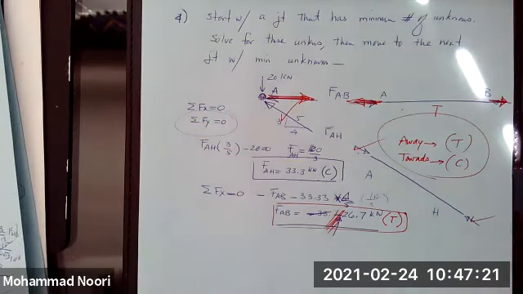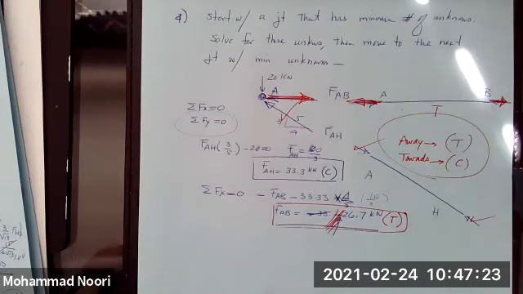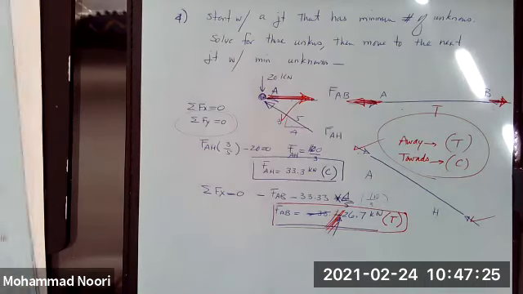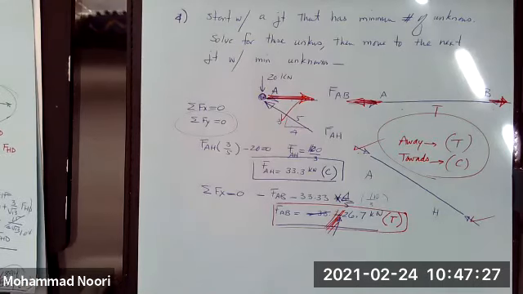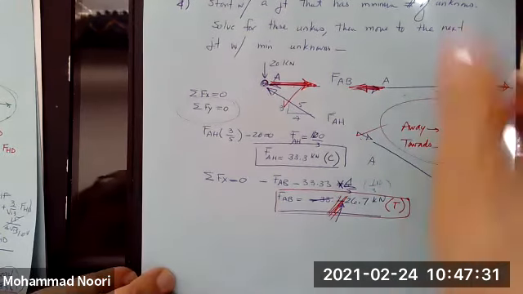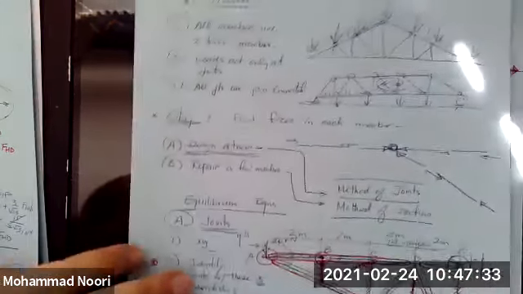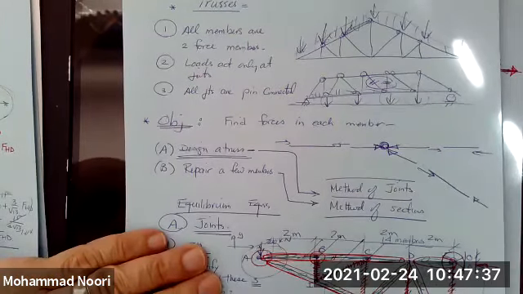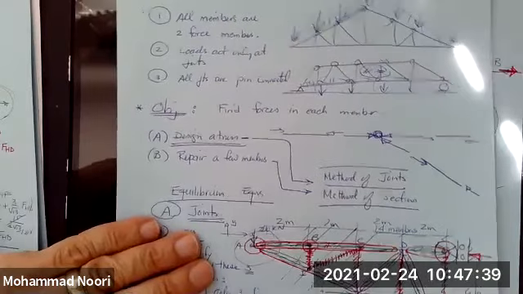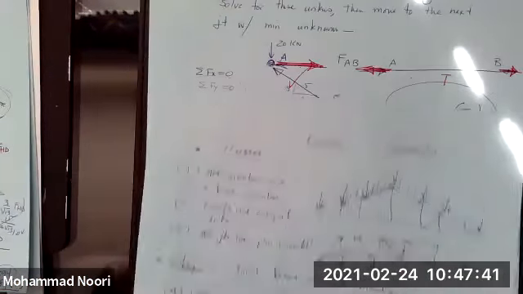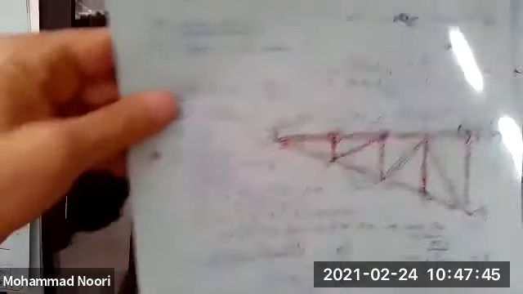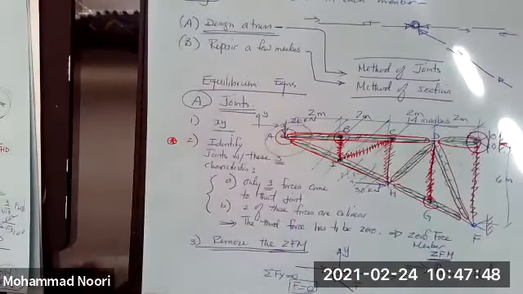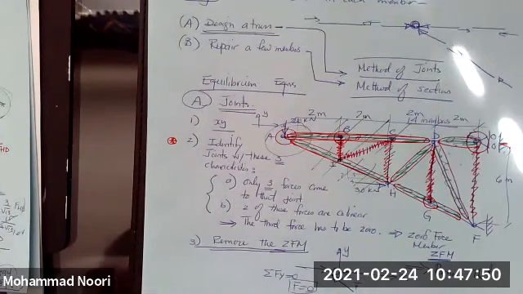Let me pause here a little bit before I continue the problem. Any questions so far? No? So let's go to the next step. What have you done now? I solved for this member and this member. In step number 4, you start with a joint with the minimum number of unknowns. You solve for those unknowns, then move to the next joint with the minimum number of unknowns.